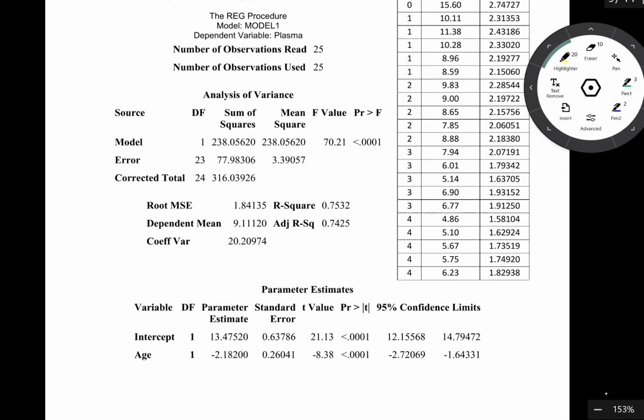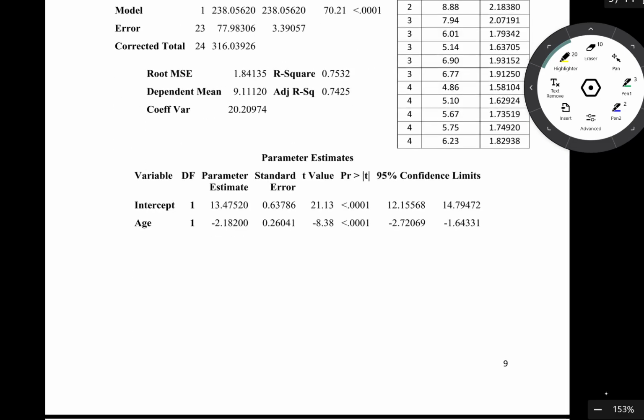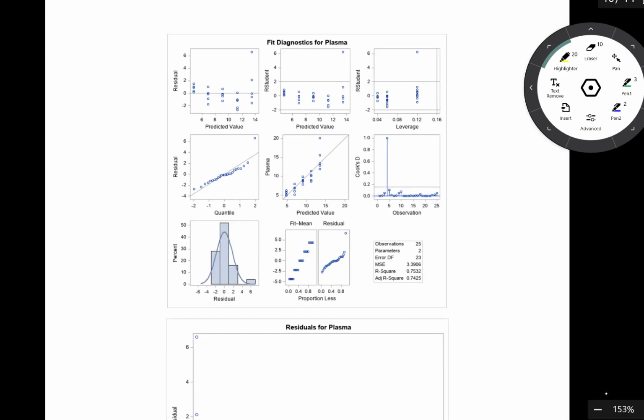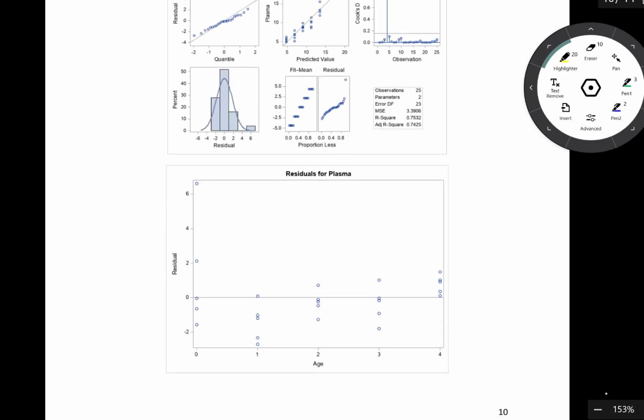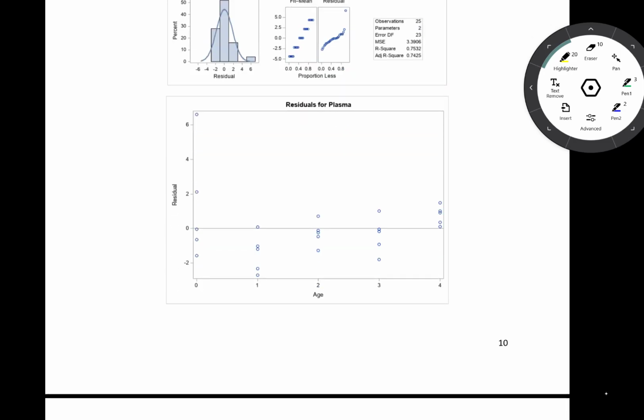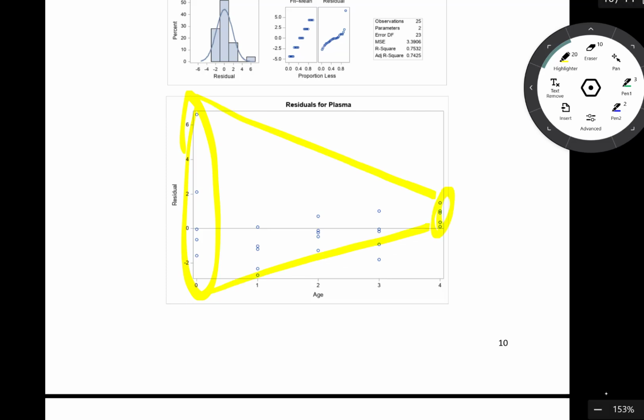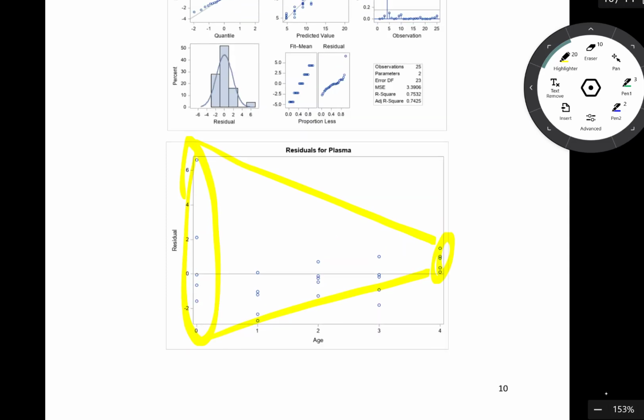So here we have the output from our regression analysis, and now we have our residual plots. So let's look down here at the residuals for plasma. So we have age by the residuals. Notice that on this side of the plot we have very large variability. We have smaller here. So this suggests that megaphone shape. So looking at this, we don't have equal variances for different levels of the explanatory or predictor variable. So we might want to consider a transformation.